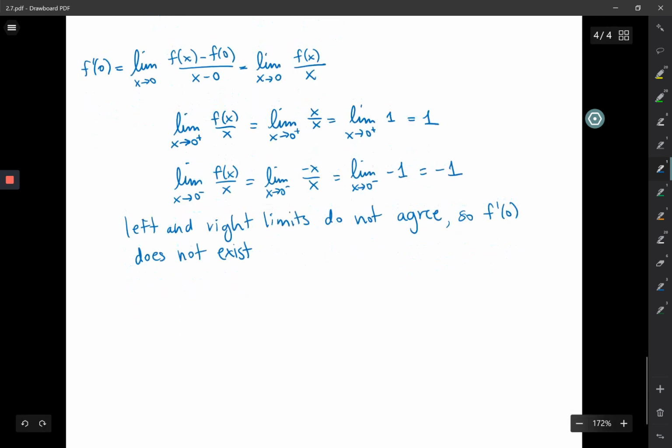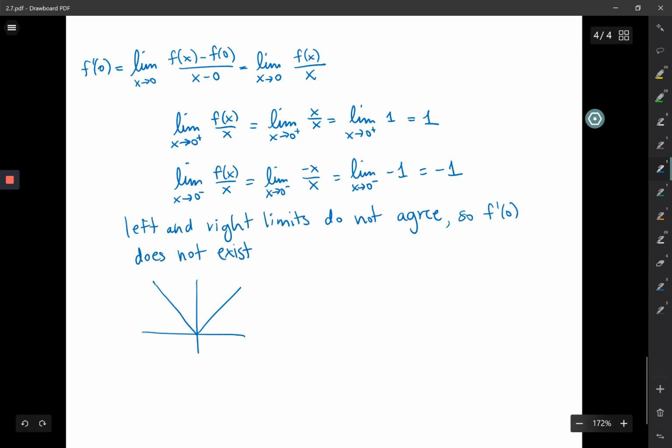And just to picture this graphically, the absolute value function looks like x for x greater than 0, and it looks like minus x for x less than 0. So it's like this corner looking thing. And so notice that if you're looking at this point right at 0, it comes to a point like this.